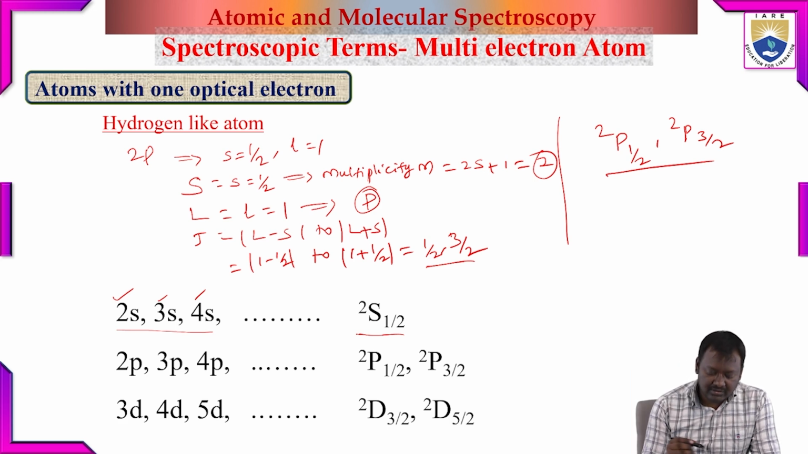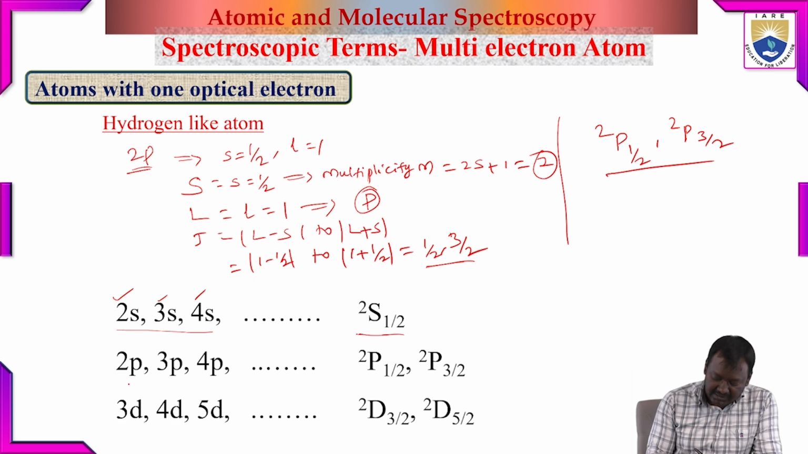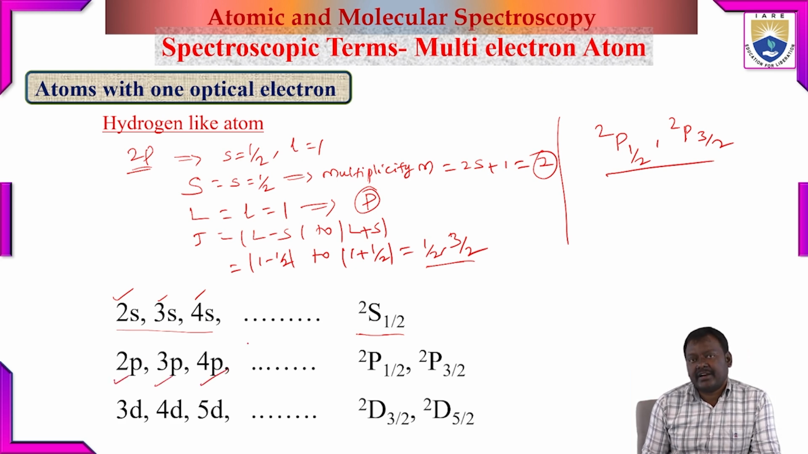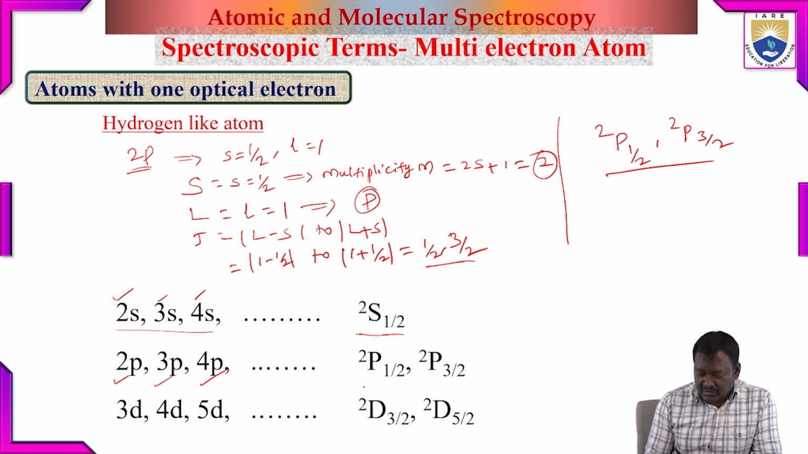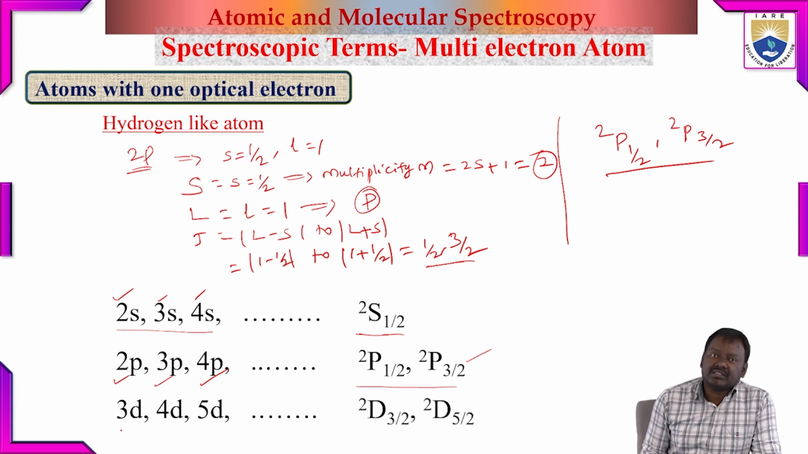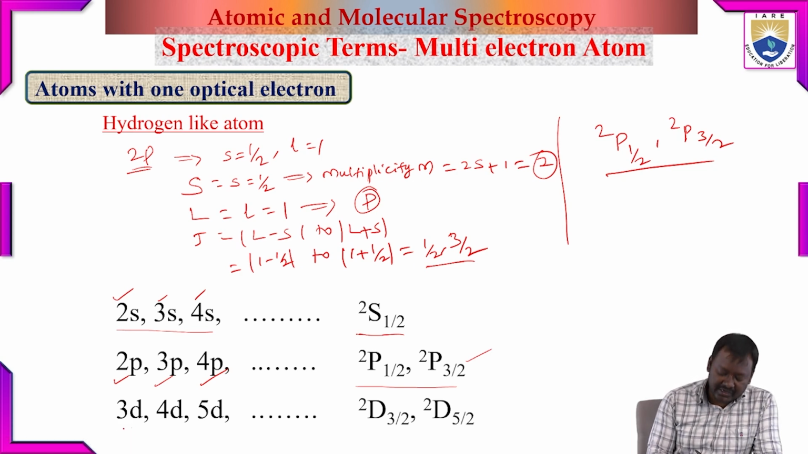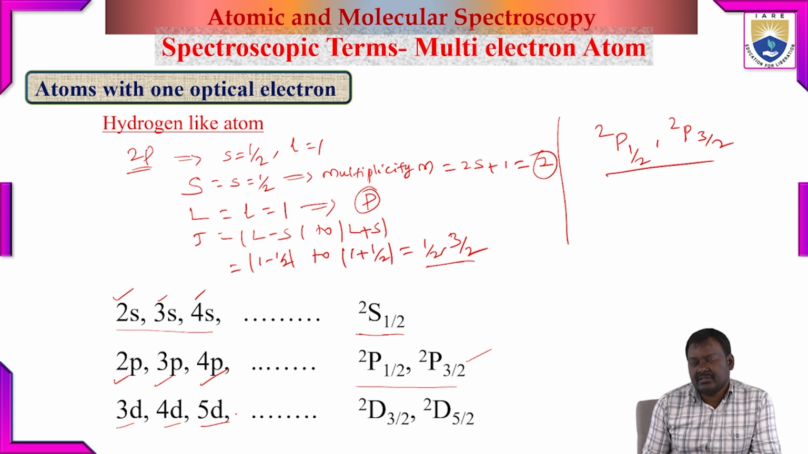for the 2p electron. That means if there is an electron in the p orbital, whether in the second, third, or fourth orbit, we will get the same spectral terms. Similarly, when the electron is in a d orbital, like a 3d, 4d, or 5d electron, then we will get 2D 3 by 2 and 2D 5 by 2.